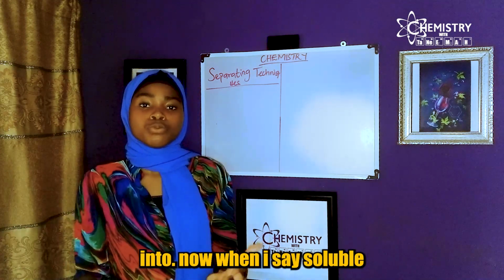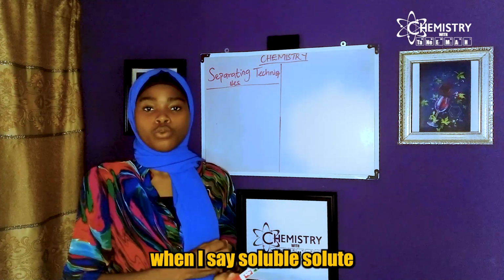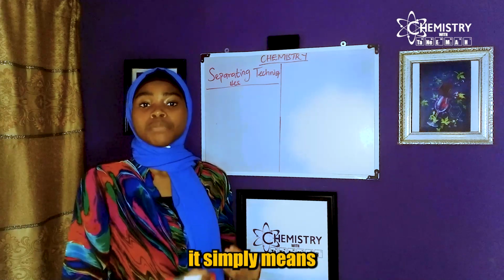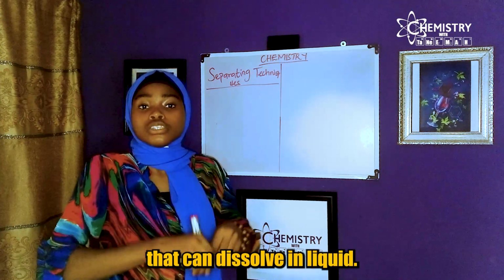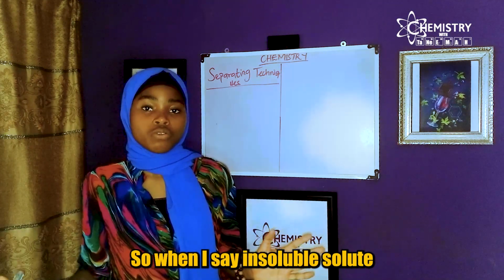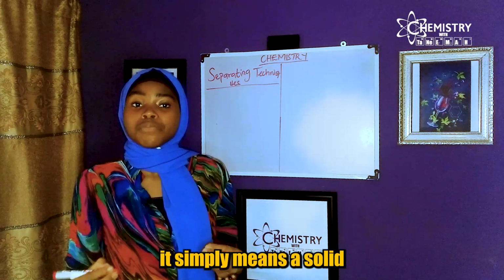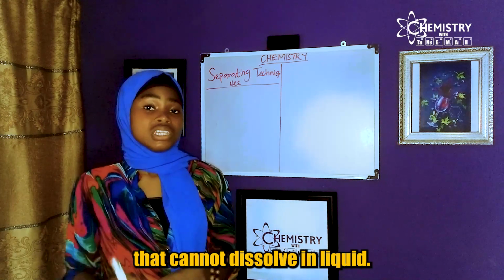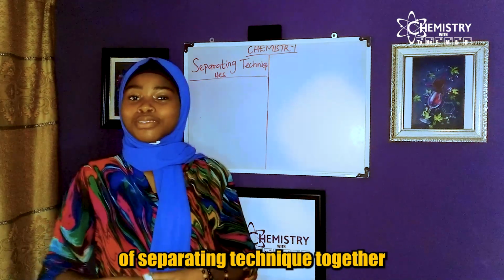Now, when I say soluble, soluble means it can dissolve. When I say soluble solute, it simply means a solid that can dissolve in a liquid. When I say insoluble, it means it cannot dissolve. So when I say insoluble solute, it simply means a solid that cannot dissolve in a liquid. So let's check out some types of separating techniques together.